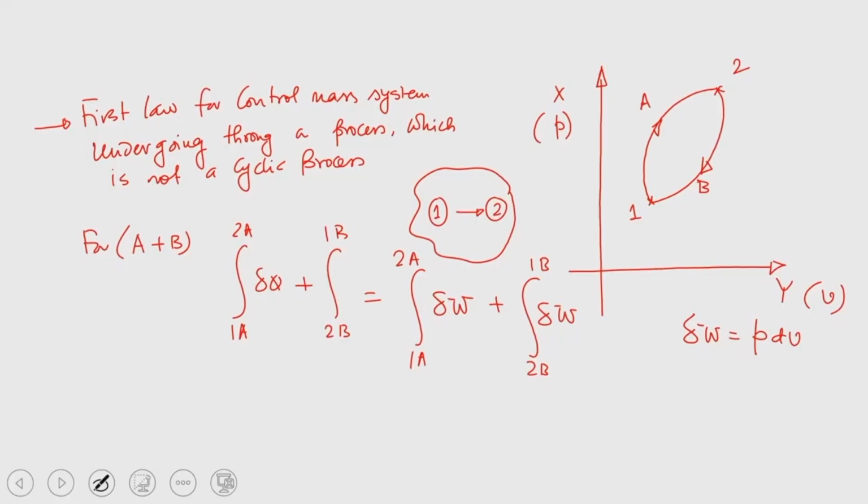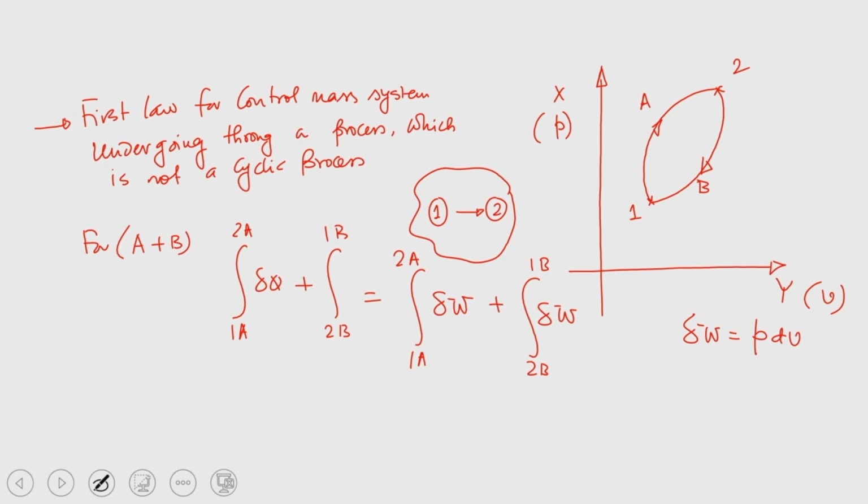The system is starting from point 1, eventually coming to state point 2, and then coming back to the original state. But when it is coming back to the original state, it is coming through path B. You know that if we try to understand the area under the process line, it will give the work done, P dV. So, the change in pressure and volume for path A is not equal to path B, and that is why these are path functions.